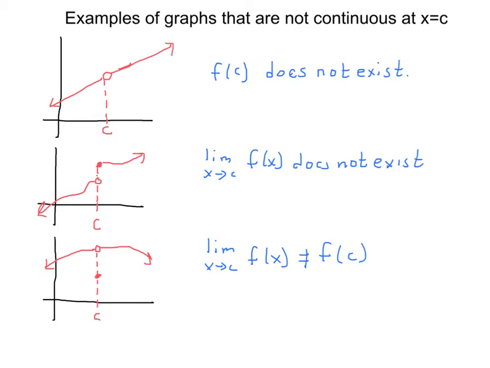In the second graph, we have a function where as I come from the left and come from the right, I approach different values. I'm not approaching the same value. f of c does exist, and I know that because right here we do have a closed dot. So I know that's the value of f when we plug c in. So it does exist. The problem is that the limit does not exist. As I come from the left and as I come from the right, I'm approaching two different values.